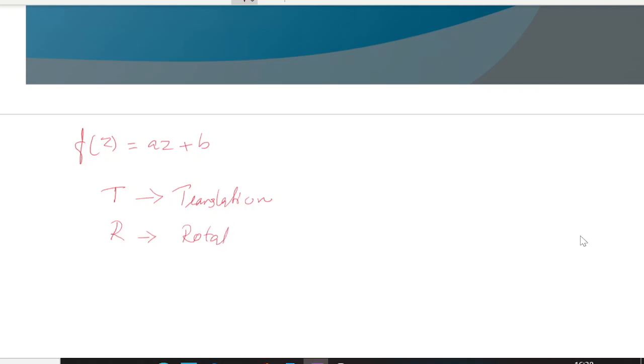A linear mapping of a complex number is of the form f of z equals az plus b, where we will have the basics as three operations. One is called translation, second one is rotation, and third one we will say magnification, that is M for magnification.